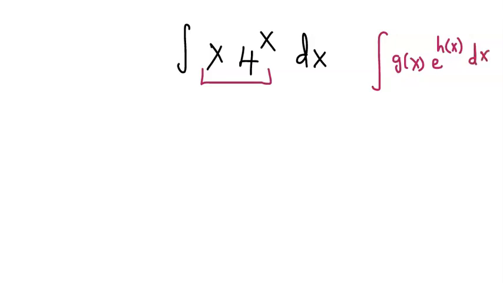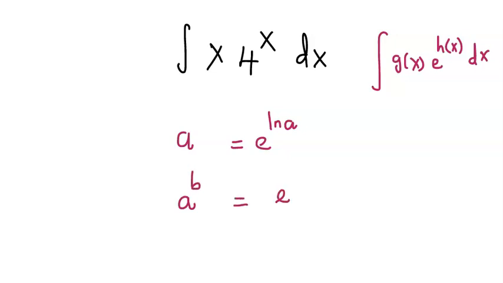But if you look at this, we have an exponential function here, and we just have this x here. So we need to make it to be in that form. So what are you thinking? Let's think about this identity. We know that we can write a as e raised to the power of ln of a, right? So raise both sides to the power of b. We see that a to the power of b can be written as e raised to the power of b multiplied by the ln of a.